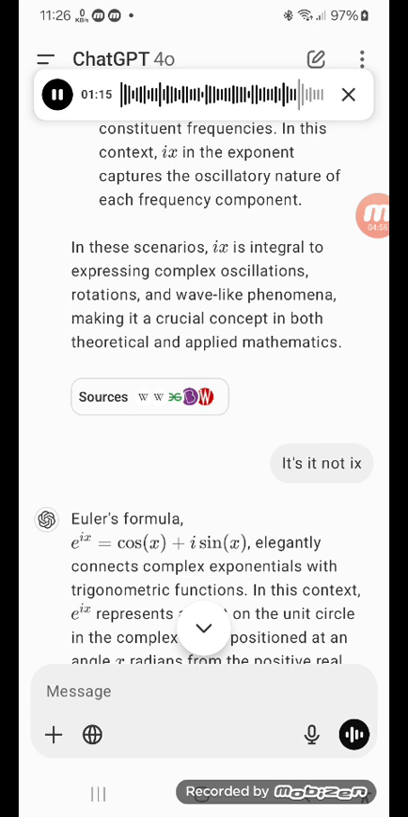In these scenarios, ix is integral to expressing complex oscillations, rotations, and wave-like phenomena, making it a crucial concept in both theoretical and applied mathematics.